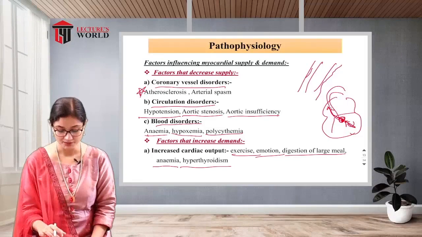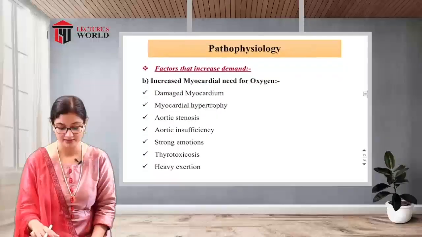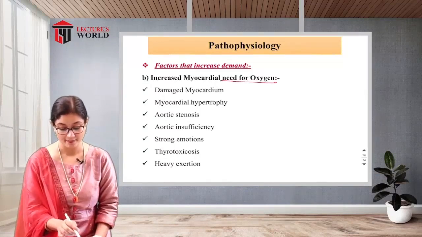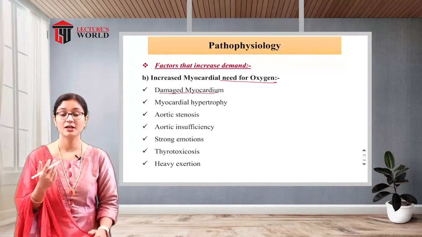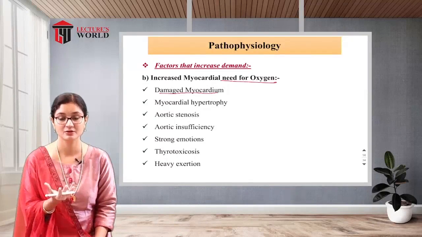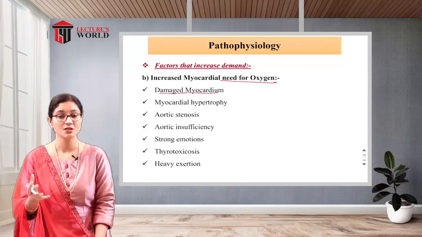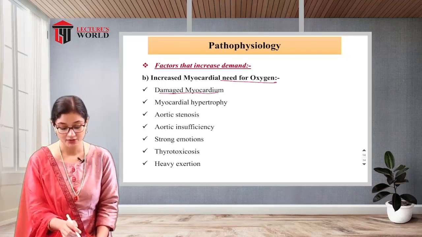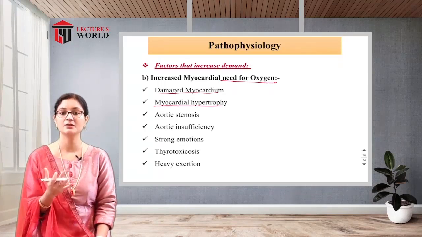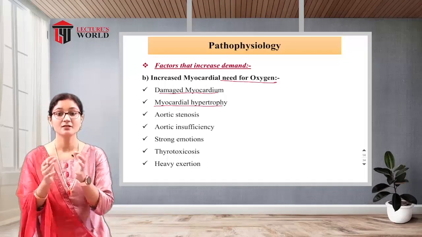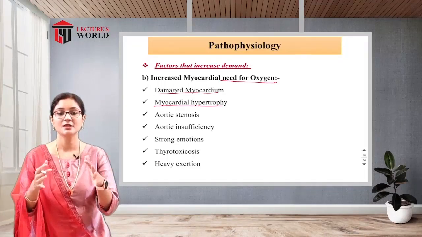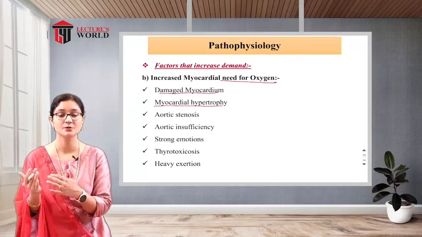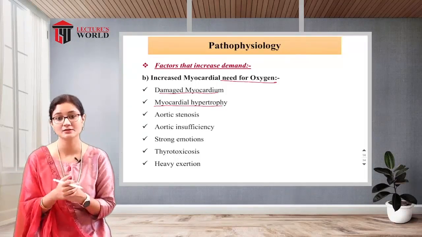There are a few more factors that can increase the demand. The second one is increased myocardial need for oxygen. Damaged myocardium: the myocardial muscles are damaged, so again we have to provide more oxygen to the myocardium so it can function properly. Next is myocardial hypertrophy. We will be studying cardiomyopathies where the muscle increases in size. When muscle is increasing, more blood supply has to be provided. Oxygen demand of the muscles is increasing.